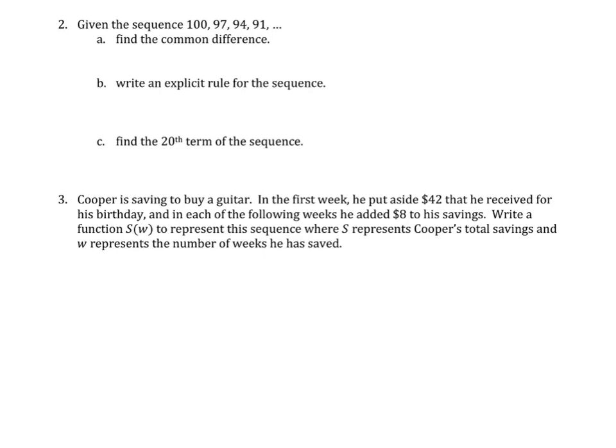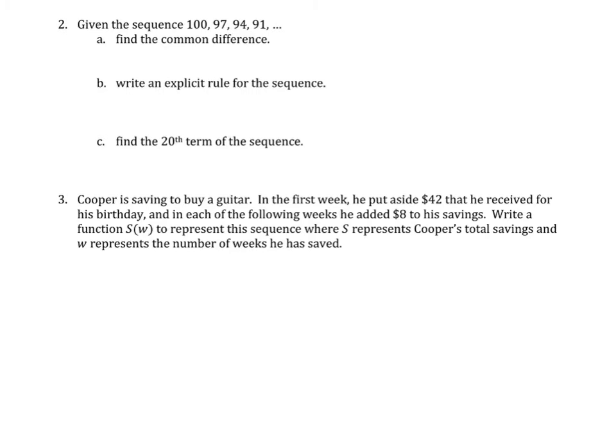Okay, the next example is giving us a sequence, 100, 97, 94, 91, and on and on and on. And it's asking us to do 3 things. First, find the common difference. Second, write an explicit rule for the sequence. And third, find a specific term, the 20th term.